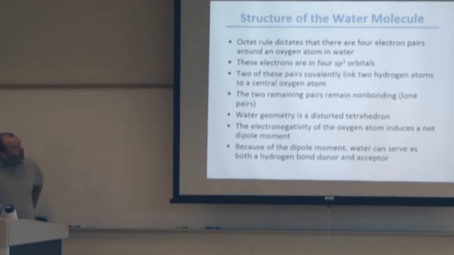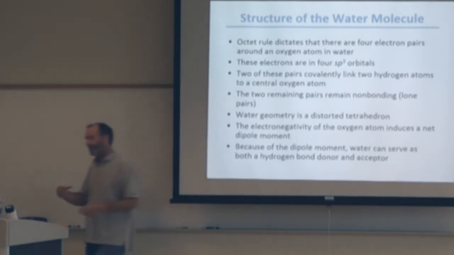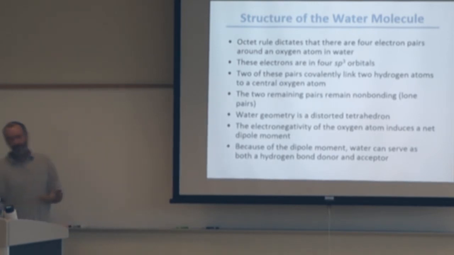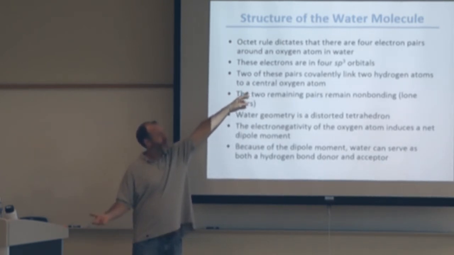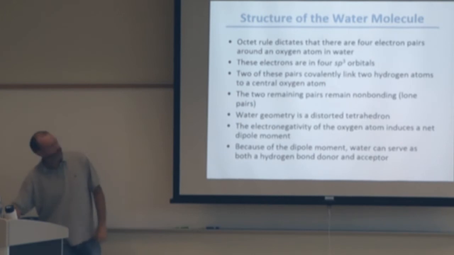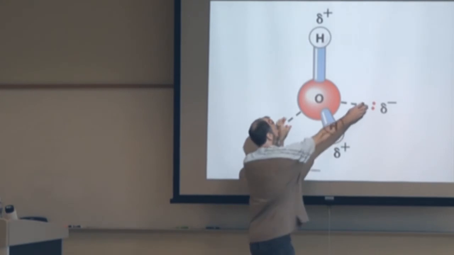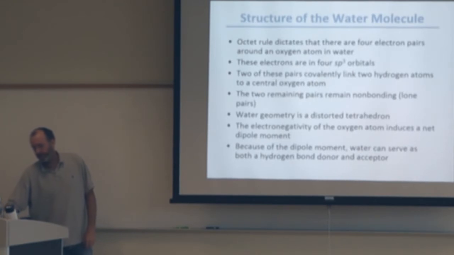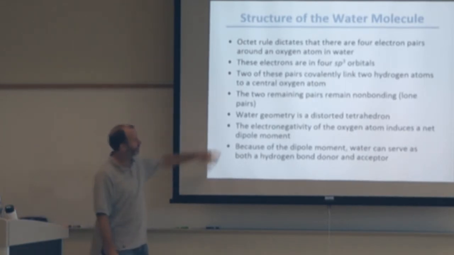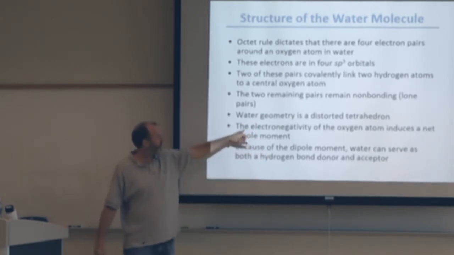So, we all know about the structure of water. Right? The octet rule dictates that there are 4 electron pairs around an oxygen atom. They're sp3 orbitals. Two of these pairs are covalently linked to 2 hydrogen atoms. So we have 2 covalent bonds to hydrogen atoms, and then 2 free lone pairs. Because of the lone pairs, it's like a distorted tetrahedron.